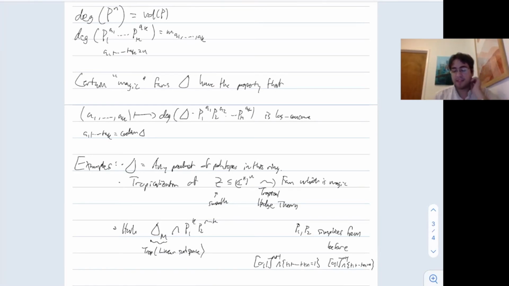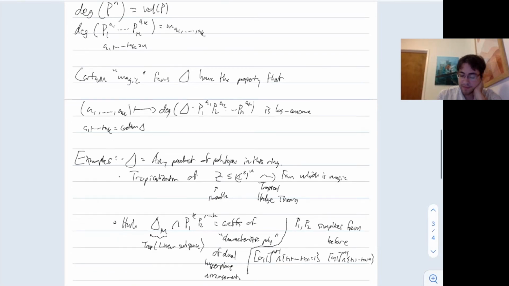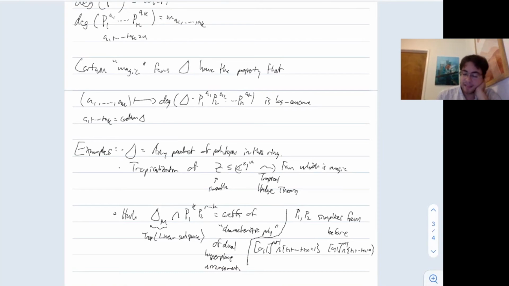So these two simplices, if you take mixed intersections, you get the coefficients of what's called the characteristic polynomial of the dual hyperplane arrangement. And as a special case of this characteristic polynomial, whatever it is, the chromatic polynomial of a graph. So Jun Huh showed the log concavity of the coefficients of the chromatic polynomial of a graph by doing this crazy thing.